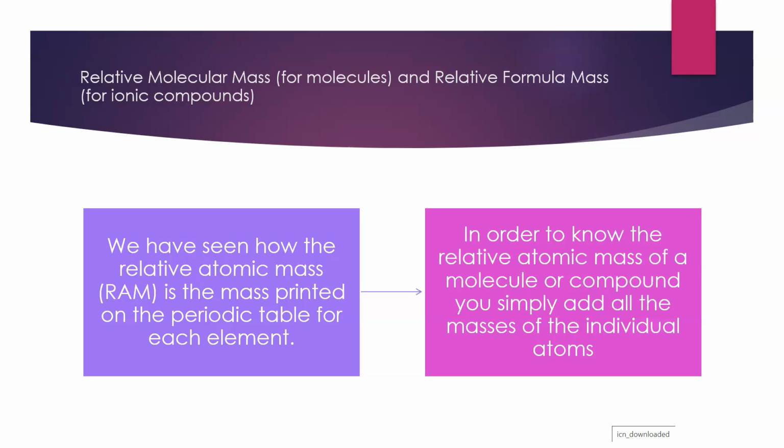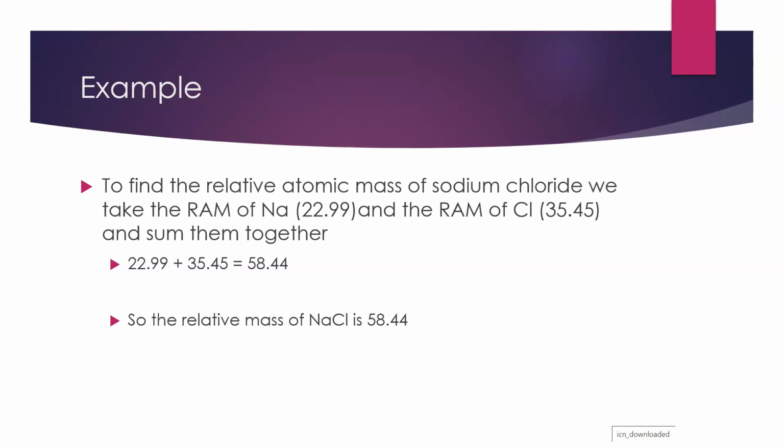So this means that if we want to know the relative atomic mass of a molecule or compound, we simply look up how many of each element is in the formula, and we add the masses of those individual atoms. As an example, we can find out the relative atomic mass of sodium chloride by remembering that this is Na plus and Cl minus, but the electrons make no difference to our mass. So we're going to look up sodium, and it'll be 22.99 off our periodic table, and then chlorine 35.45 from the periodic table. To find the relative atomic mass of sodium chloride, we simply add them together.